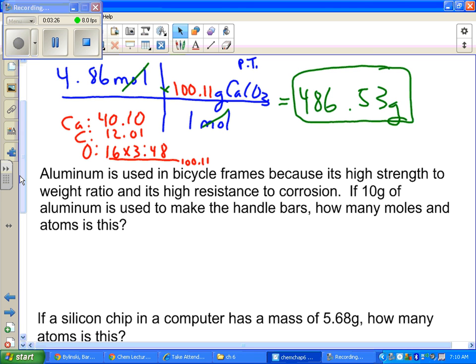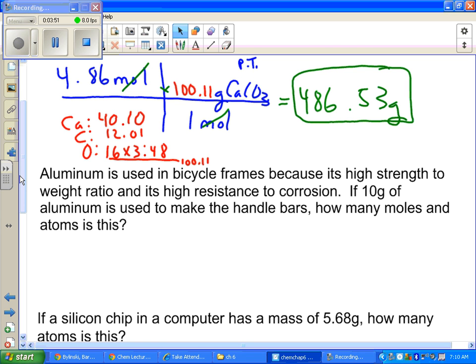Alright, so here I told you that aluminum is used in bicycle frames. The reason whoever builds bicycles chose this is that it has a high strength to weight ratio, so it has to hold up a person, and it has a high resistance to corrosion, which is good. You don't want it rusting on you. So in just the handlebars, let's say there's 10 grams of aluminum. Your notes just say, how many atoms is this?